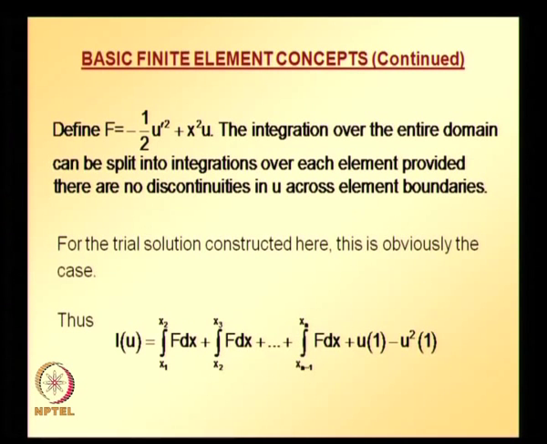So, this equivalent functional, the integral from 0 to 1, we can split in this manner, where x 1 corresponds to x equal to 0 and x n corresponds to x equal to 1. Depending on the number of elements you choose for this particular problem, you will get that many integrals, and the last two terms are boundary terms, that is u evaluated at x equal to 1, and u square evaluated at x equal to 1.